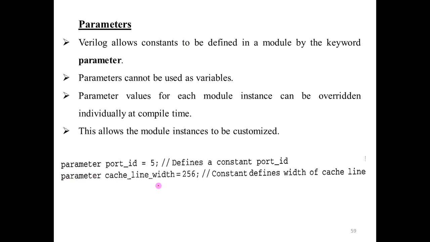Next is parameters. Verilog allows constants to be defined in a module by the keyword parameter. A parameter cannot be used as a variable. Parameter values for each module instance can be overridden individually at compile time. I'll just explain it with an example. This allows the module instances to be customized.